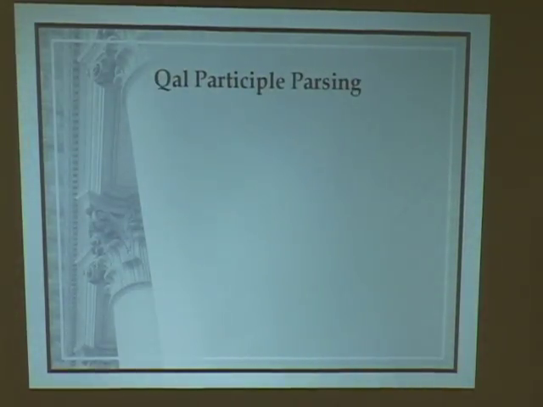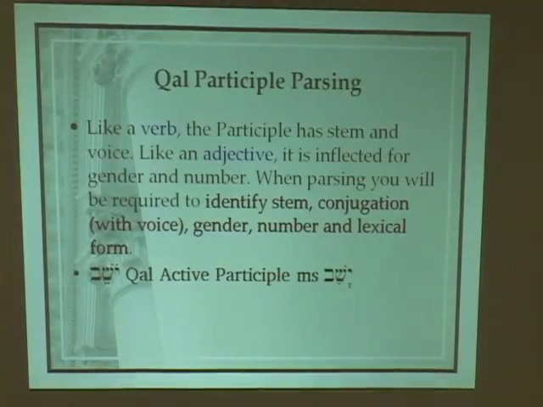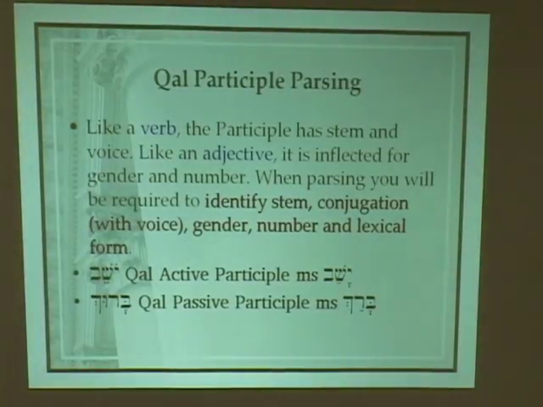Okay. How do we parse participles? Like a verb, the participle has stem and voice. We already discussed that. Like an adjective, it is inflected for gender and number. So when parsing, you will be required to identify stem, conjugation with voice, gender, number, and lexical form. Like in these examples. For example, Yoshev is Qal active participle, masculine singular of Yashav. Or Baruch is Qal passive participle, masculine singular of Barach. Okay. It's fairly simple.